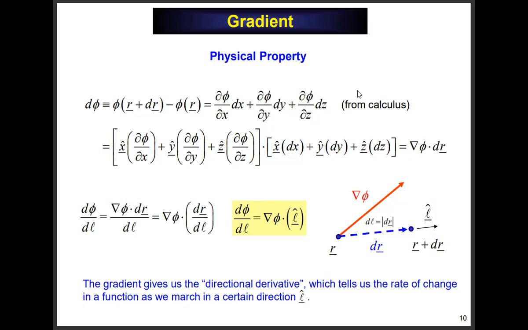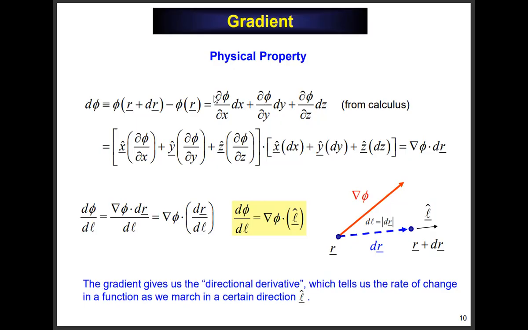Okay, but now I'm in three-dimensional space, so things are a little more general, and that's where the gradient comes in. So from calculus 3, I guess, we learned there that the change in phi, the differential change, d phi, in other words, phi here minus phi here, finish minus start, is given by, as long as it's a small displacement, this formula right here.